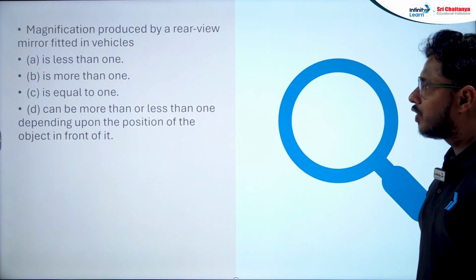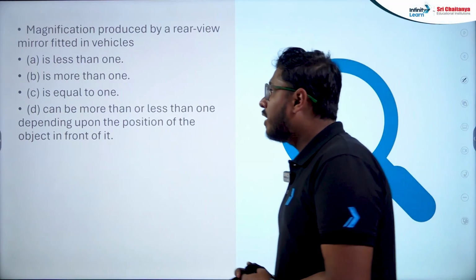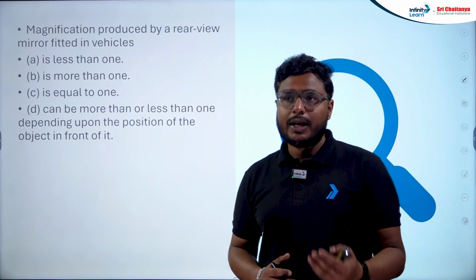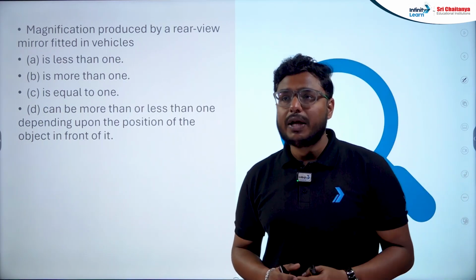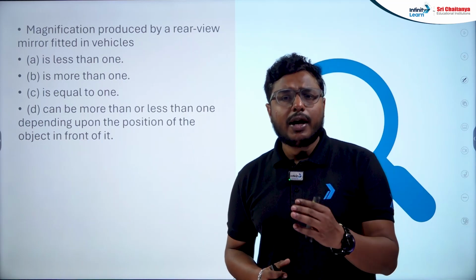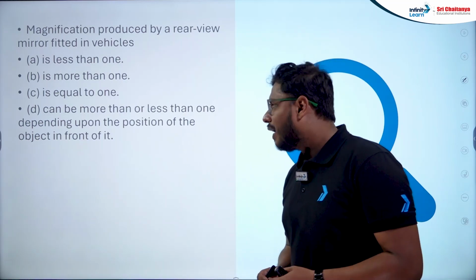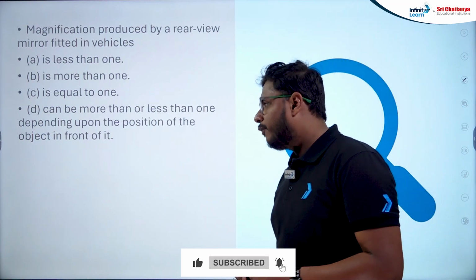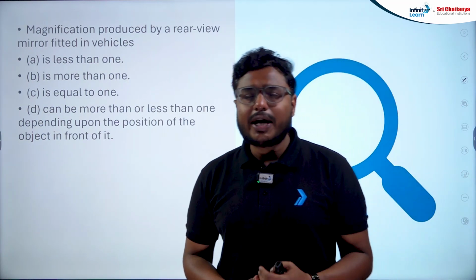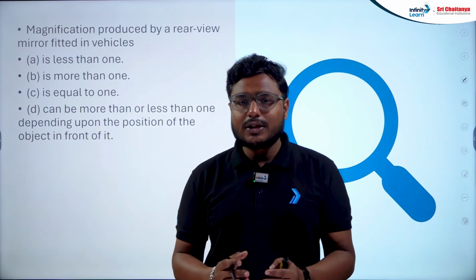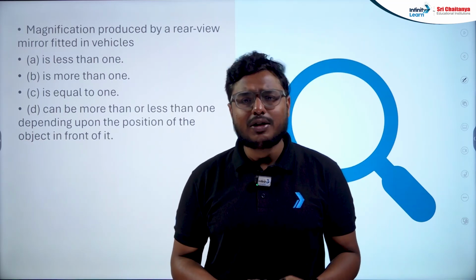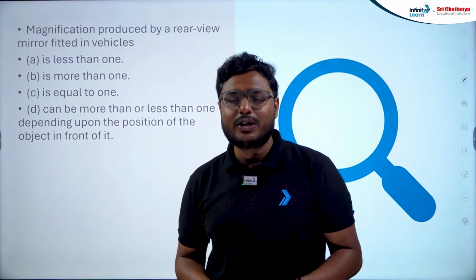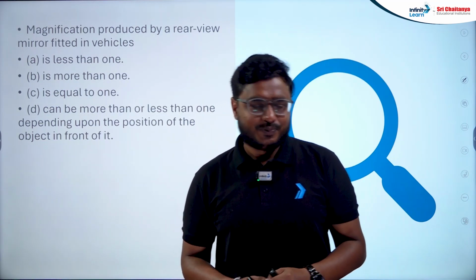So here it is, the first question. It is saying that the magnification produced by a rear view mirror fitted in a vehicle: Option A is less than 1, option B is more than 1, option C equal to 1, or option D can be more than or less than 1 depending upon the position of the object in front of it. So take 30 seconds, try to think about the question and answer it. In the comment box also you can answer, and after 45 seconds I'm going to disclose the right answer for all of you.